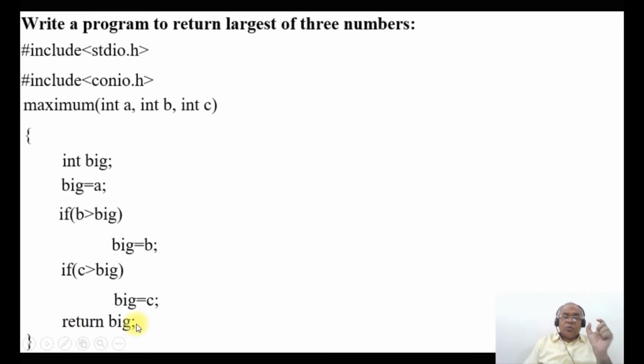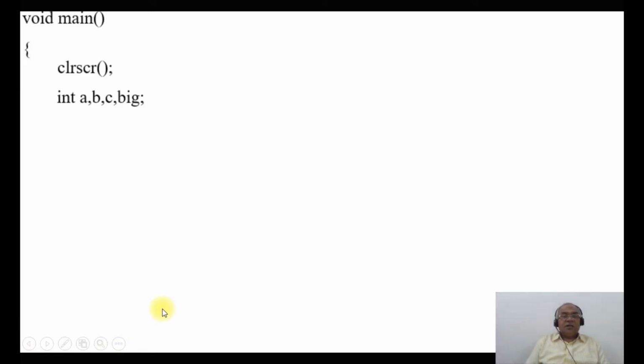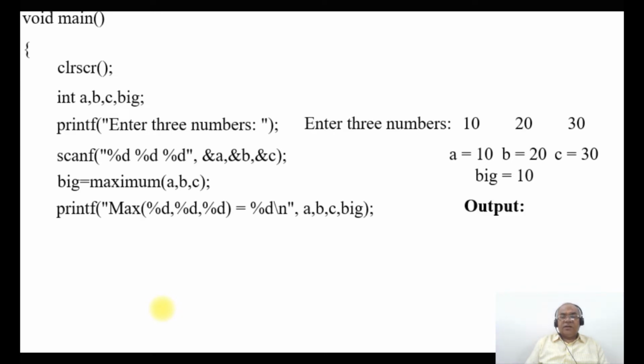So return the big value. Which value is it going to return? Because it will also have big is equal to B. Now, when the condition of C has been checked, at that point you get the maximum, so big will be equal to 30. So return that value as the maximum value. That is the meaning of this. Then automatically the control comes to this, and it will write the output as maximum of 10, 20, 30 will be equal to 30.